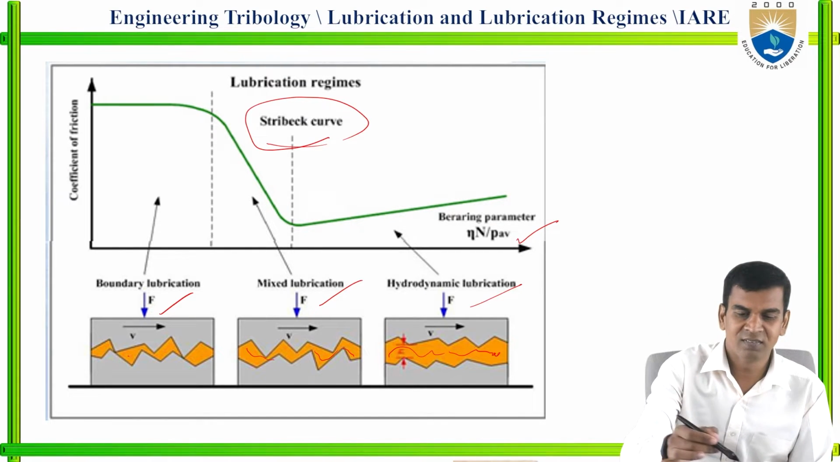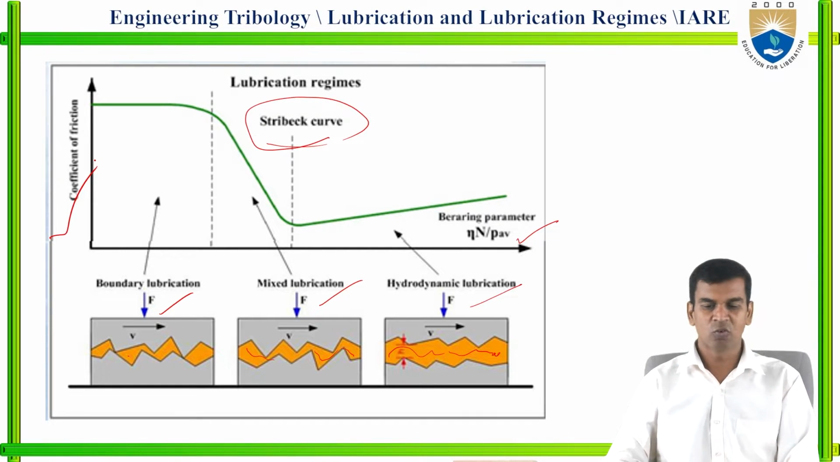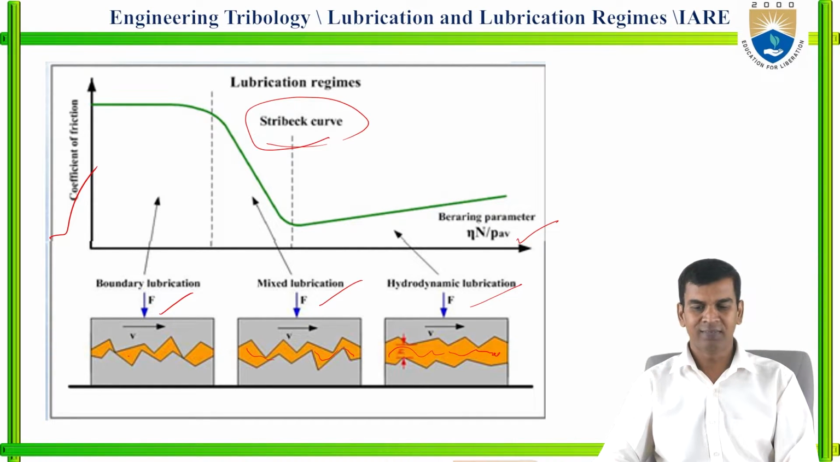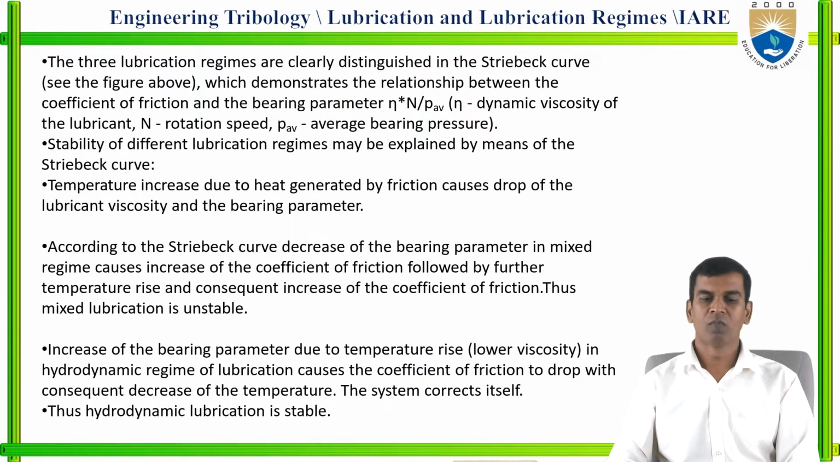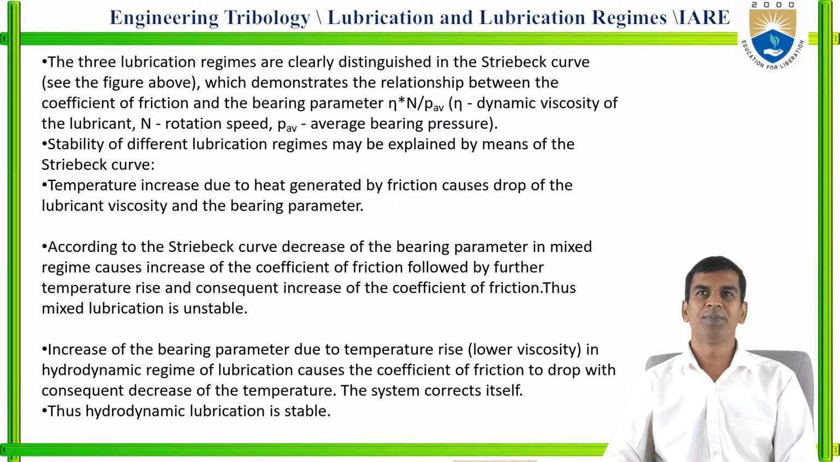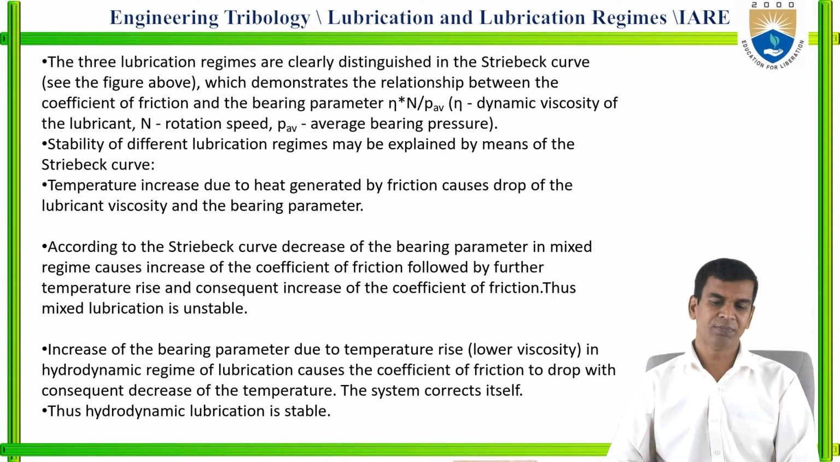You can see this is a graph plotted with the coefficient of friction on the y-axis and the bearing parameter on the x-axis. Now you can see the three different regimes are clearly distinguished in the Stribeck curve. In the previous figure, we demonstrated the relationship between the coefficient of friction and the bearing parameter. The stability of different lubrication regimes may be explained by means of the Stribeck curve.